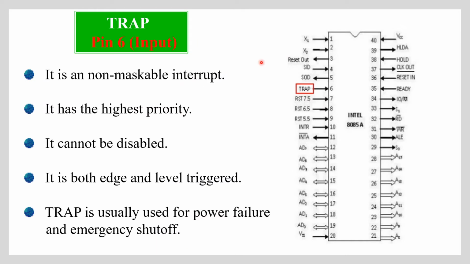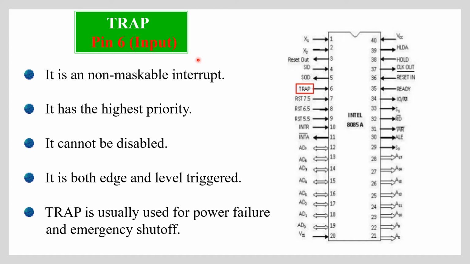So let us start with the hardware interrupt, that is TRAP. TRAP is pin number 6. It is an input signal. This signal is used to interrupt the microprocessor. It has the highest priority. So TRAP has the highest priority.